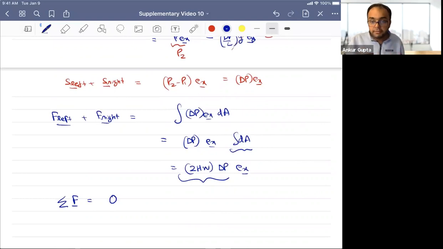So I hope this was helpful. Feel free to write to me if you have questions. But I hope you feel comfortable now with how to use stress vectors to calculate forces and how to combine pressure forces and shear stress forces.